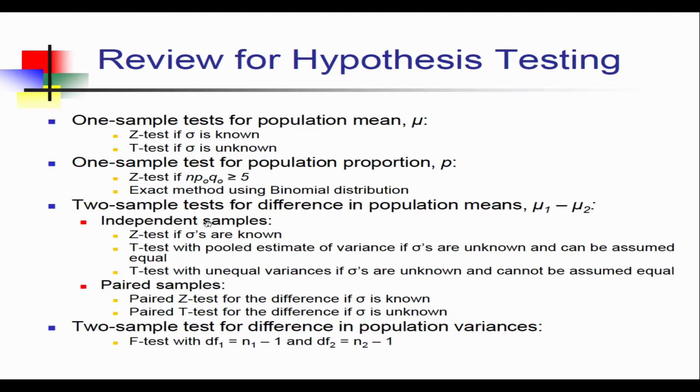And for the independent two samples, we need to first determine whether the variances from those two populations are equal or not, using the two sample test for difference in population variance. That is the F-test. Using the F-test, first determine whether the variances from those two populations are the same or not. If they are the same, we use the t-test with equal variance. Otherwise, we use the two sample t-test with unequal variance. Is that okay? These are all the tests we have learned so far.